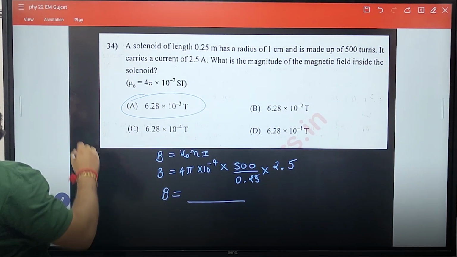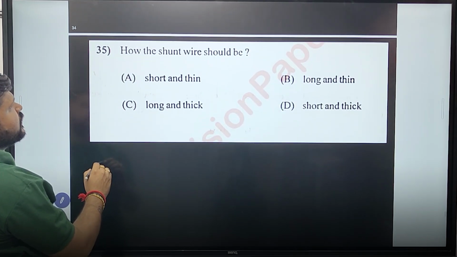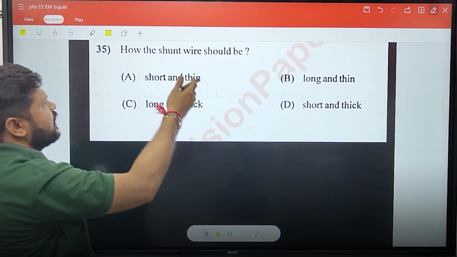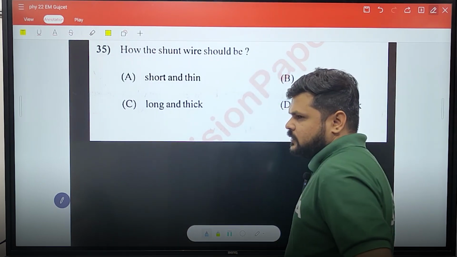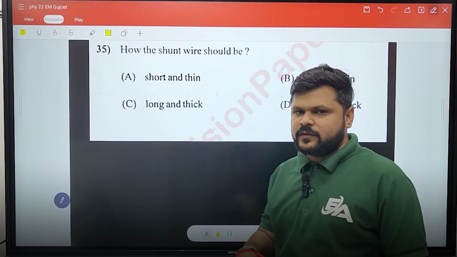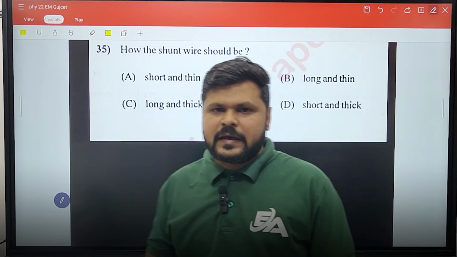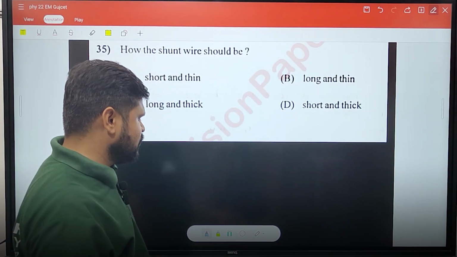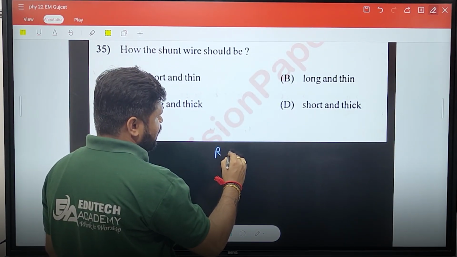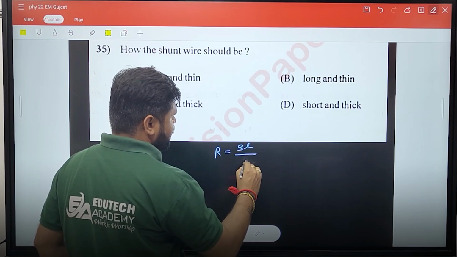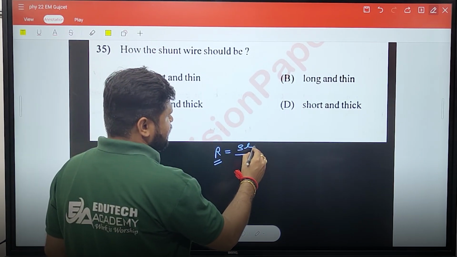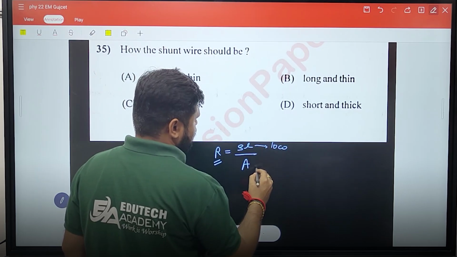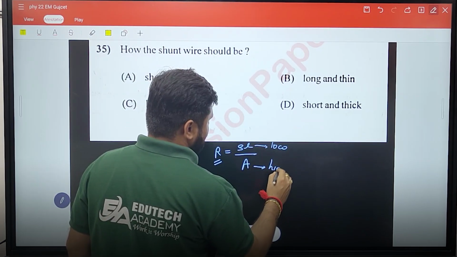Next, MCQ number 35. That is how the shunt wire should be. The shunt resistance must be low resistance. Its ideal value is 0, so it must be low. What is the formula of resistance? That is rho L by A. This resistance will be minimum, low, when its length is low and area is high.